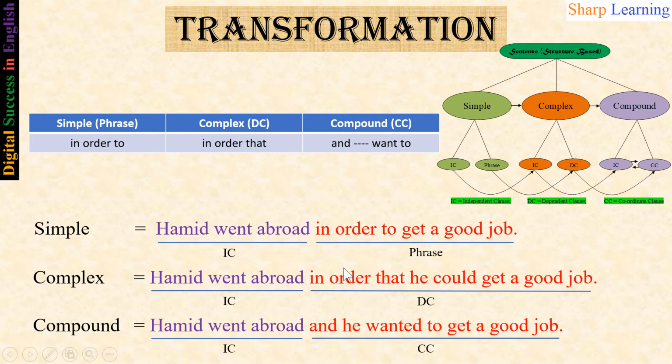So the basic changes: in a simple sentence, for making phrases, we usually use "in order to", but this "in order to" will be transferred into "in order that" or "so that" in making the DC of a complex sentence. And for making the CC in a compound sentence we have used "and ... wanted to" or "so". Here it is past tense because the IC is past tense. That is why we have used "wanted" or "could". It is past tense. Okay.